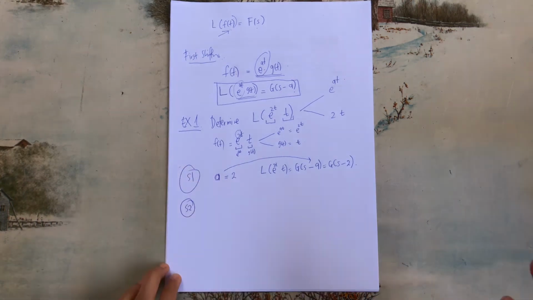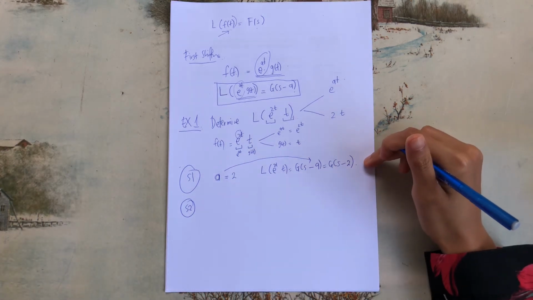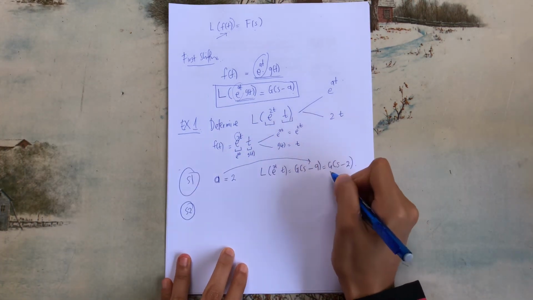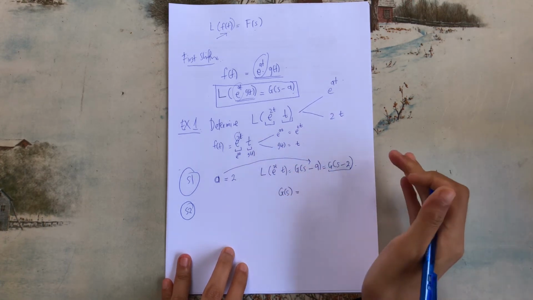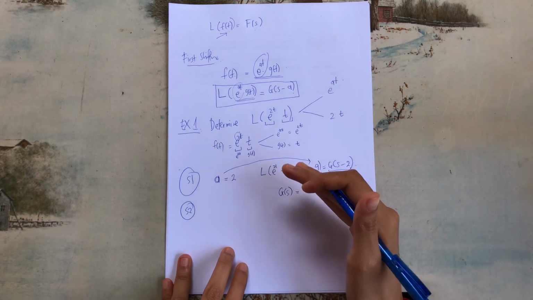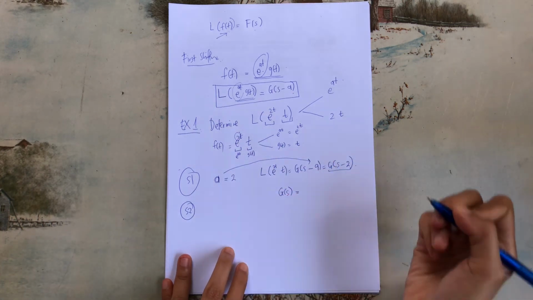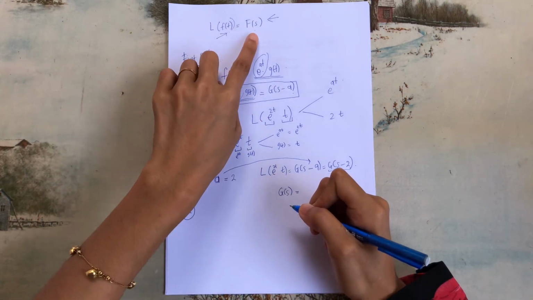Step number 2. Alright, maybe some of you will macam blur, but you just follow step by step first. So step number 1, identify what is your a, and then write down your answer. Your final answer should be in terms of G(s minus 2). Now we proceed with step number 2. To get G(s minus 2), we need to find out what your G(s) is first. If you refer to the previous example, G(s) here means similar, sama dengan F(s).